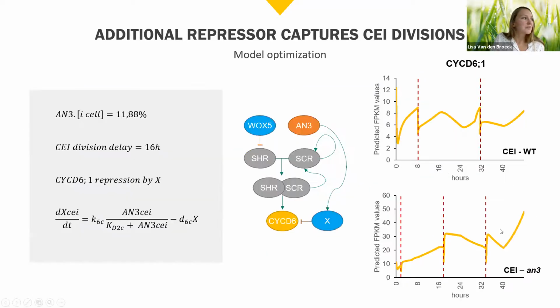So our hypothesis was that there's maybe another factor, we called it factor X, that can repress CYCLIN D6. So we changed the model, we added an unknown factor X that can be activated by AN3, specifically in the CEI. We removed the AN3 activation of SCARECROW and updated the ODEs within our CEI agent accordingly. Also interesting is that during model simulations, we had to add an additional rule to ensure that there is a fixed minimum time between two CEI divisions to overcome overproliferation.